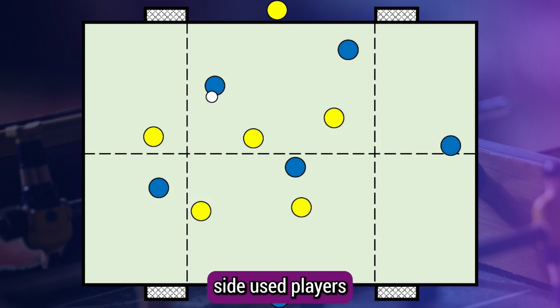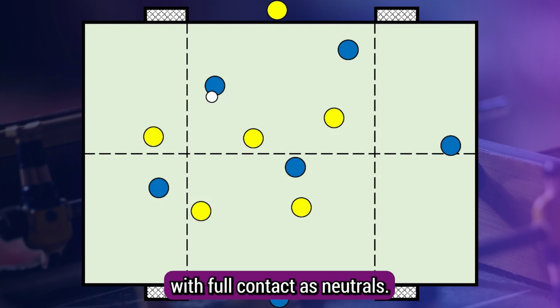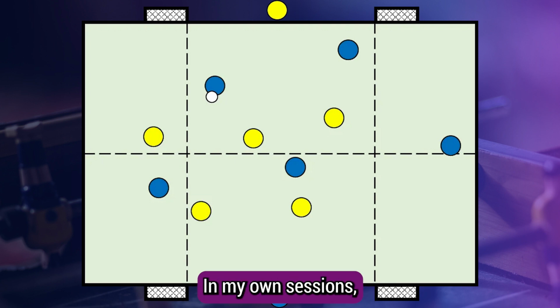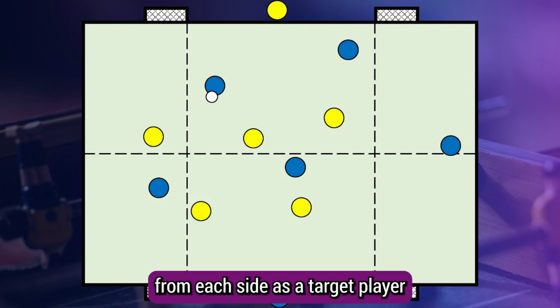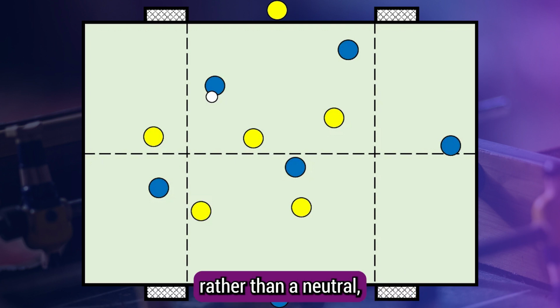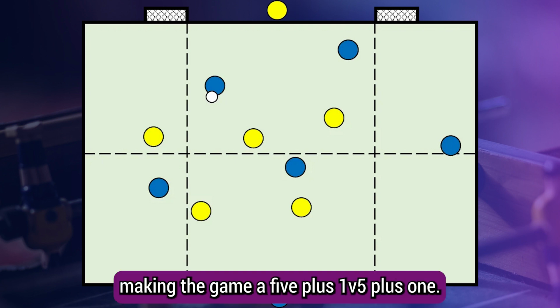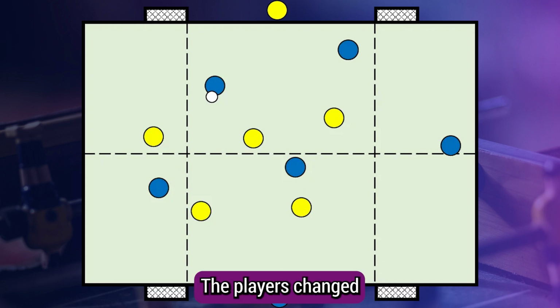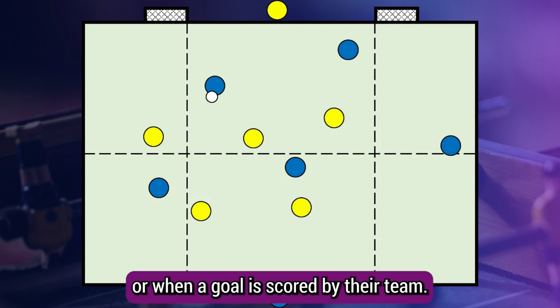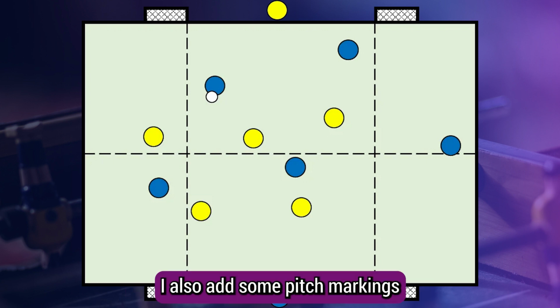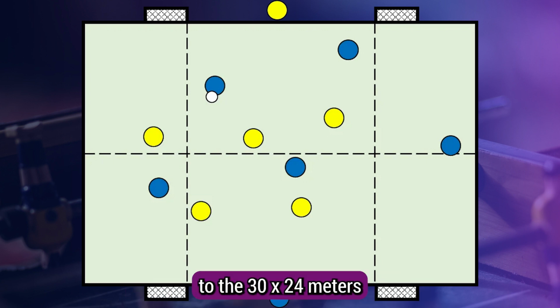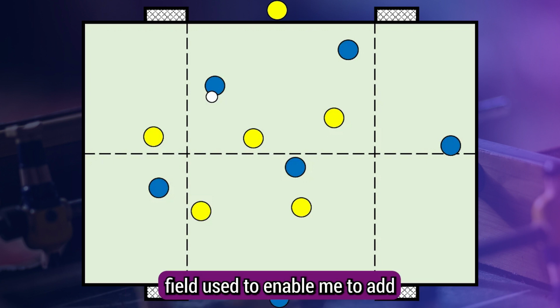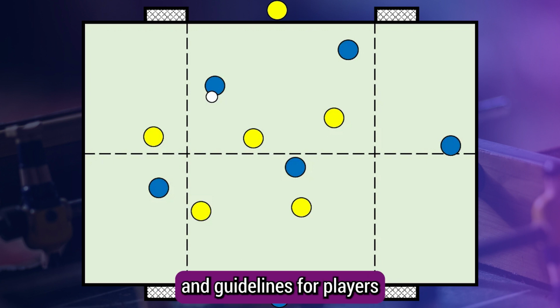Whereas the professional side used players who weren't able to train with full contact as neutrals, in my own sessions, I use one player from each side as a target player, rather than a neutral, making the game a 5+1v5+1. The end players changed after 2 minutes, or when a goal is scored by their team. I also add some pitch markings to the 30x24 meters field used to enable me to add further conditions and guidelines for players, as well as a halfway line.